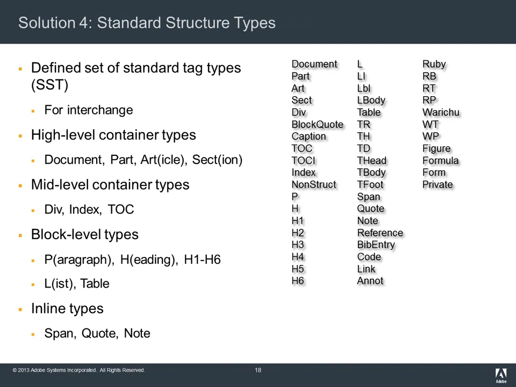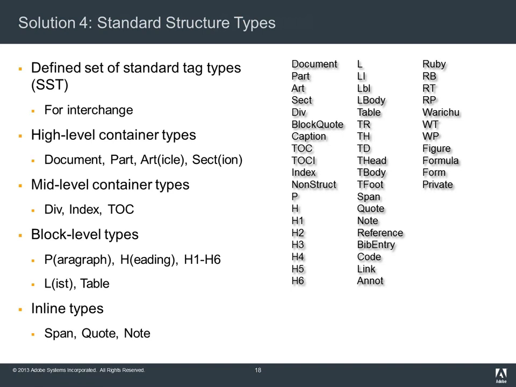And this is one of the things that Olaf mentioned that's being cleaned up in PDF 2.0, but I don't intend to get into this in this conversation because at the moment we're living with PDF 1.7, PDF/UA Part 1, and they all have these tags. We have mid-level container types. I've given some examples here. The list on the right-hand side is exhaustive. The list on the left is obviously not.